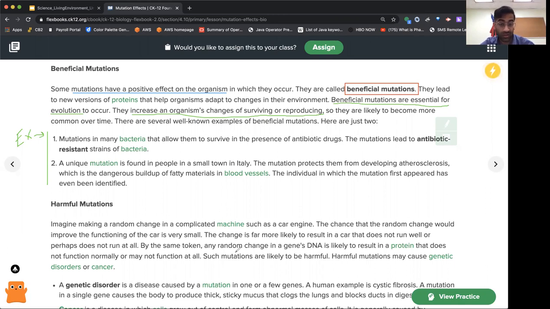Harmful mutations occur the same way that maybe a random change to the engine of a car, which is very complex, would occur. If we make a random change, the odds are maybe it might benefit, maybe it would do nothing at all, but there's a substantial chance that it might actually damage the car, okay? And this is what happens sometimes as well.